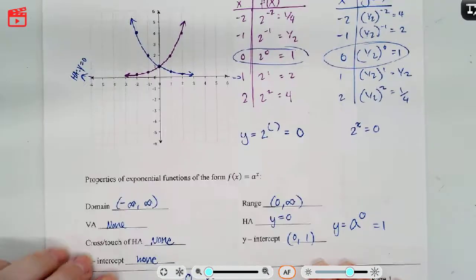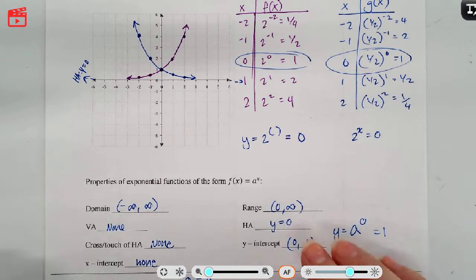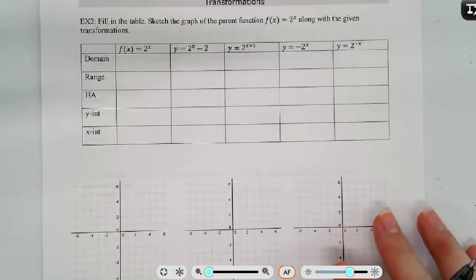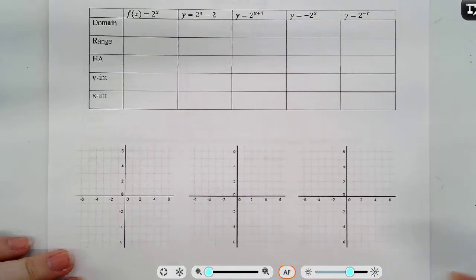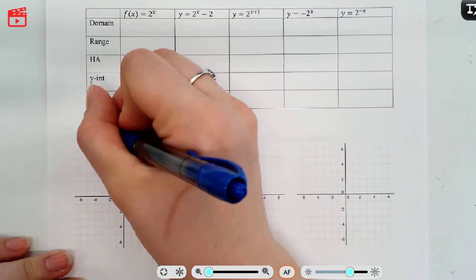All right, so that was the basic form of a to the x power. Now we're going to look at some transformations on our exponential function. So this is spicing things up a little. We're going to be filling in the table and sketching the graph of the parent function f of x equals 2 to the x, along with the given transformations. And then we'll be finding the domain, range, horizontal asymptote, and intercepts, if any. So for the parent function, y equals 2 to the x, I'll be graphing this one in blue.